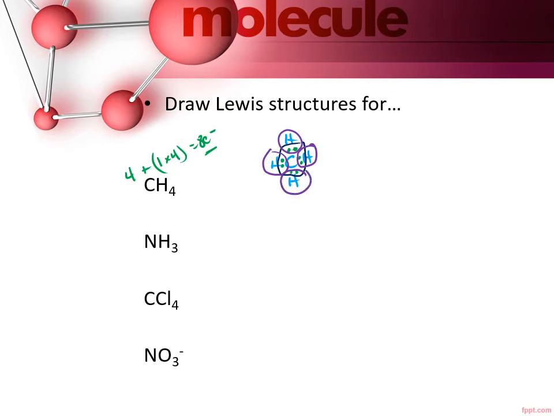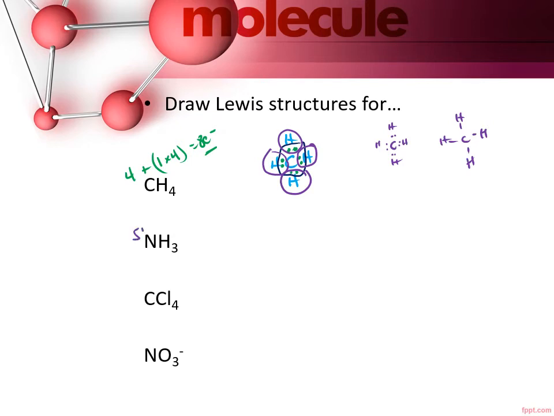So this is the Lewis dot structure for CH4. You can draw it like that with dots. You could also draw it with lines like that. Good? Good. All right, let's do NH3.